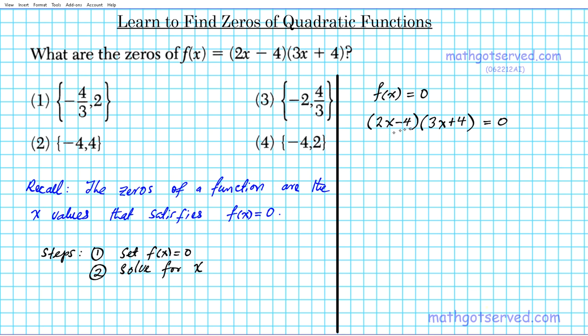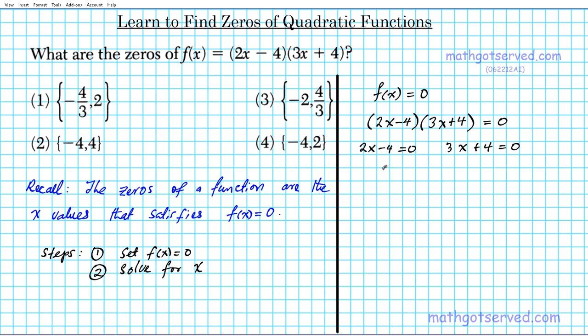So we just set both factors equal to 0. So we have 2x minus 4 equals 0. And 3x plus 4 equals 0. So we have two resulting linear equations involving two steps. We'll isolate x in both cases and we'll get our answer.